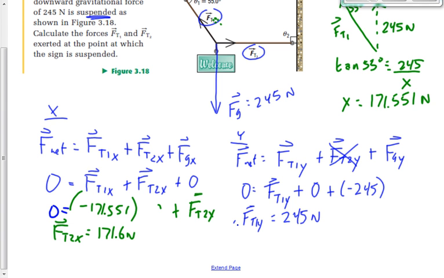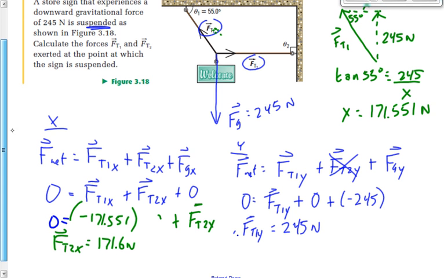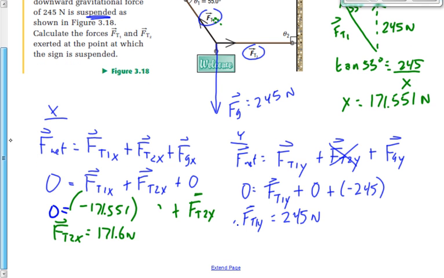Okay, what were we asked to find in this question again? FT1 and FT2. Do we have the value of any of those yet? Are we done? Just about. We've got this one, right? FT2, it's only x component. So we just found the x component of it. We're done that. It's going to be 172 newtons.